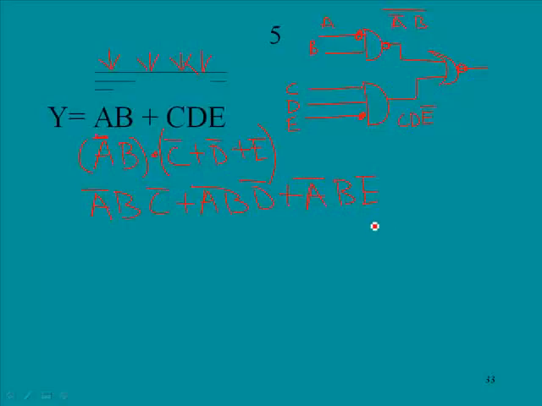And so this would simplify to 3 AND gates with 3 inputs, and they would feed into an OR gate such as this. And that is problem number 5. I don't have the detail here, but the simplified circuit would look kind of like this.